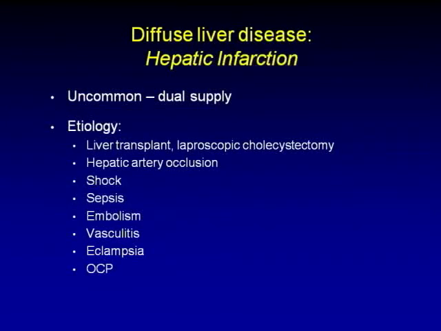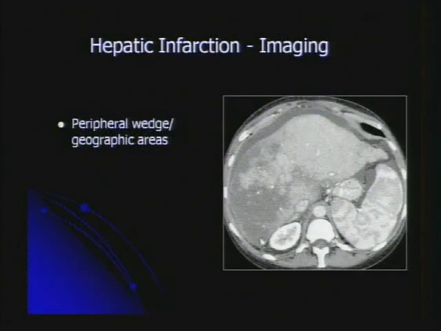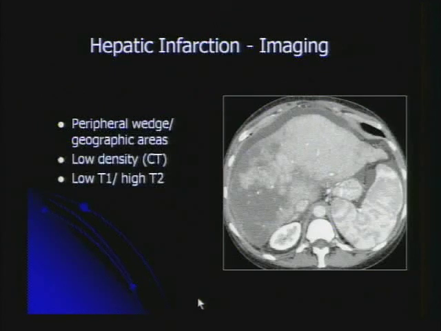And this is the final thing, hepatic infarction. Hepatic infarction is uncommon, obviously, because you have a dual blood supply. Usually when you get it, it's due to some iatrogenic cause: surgery, transplant, laparoscopic cholecystectomy. What you're going to see are geographical areas of low attenuation. Due to the acute infarct, you may get ascites present. Eventually, those areas will undergo atrophy.